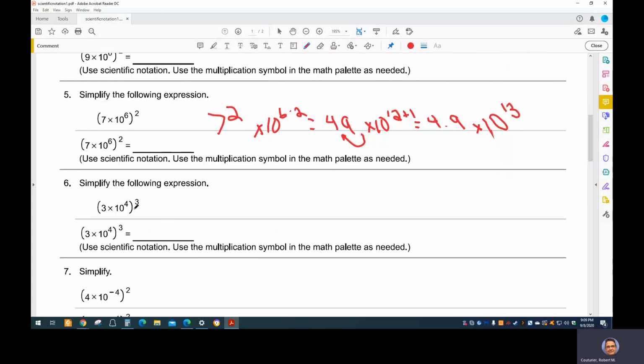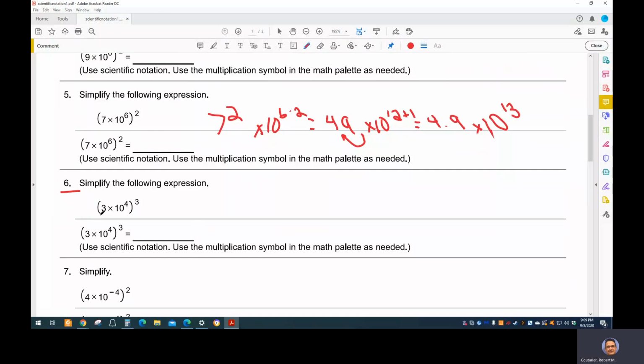I want you guys to try number 6. Let's see if you can figure out number 6 on your own, okay? Try it and pause the video. We'll be back in just a second to see if you get it right. Did everybody get it? I hope so.